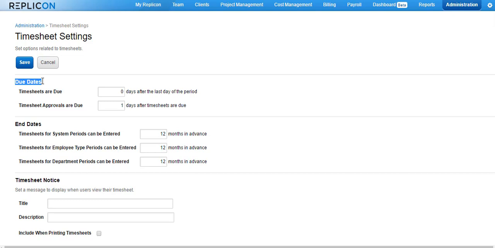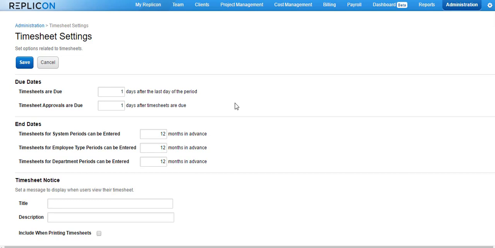These are set to be 0 days after the last day of the period and 1 day after the timesheets are due, accordingly. Now, the timesheets are due, if it's set to 0 days after the last day of the period, then the due date is the last day of the period that you have. For instance, if your timesheet ends on a Saturday, the due date becomes the Saturday. You can go ahead and change this to 1 day, 2 days or X number of days after the last day of the period. You cannot set it to be in the past. You can only set it to be either on the day the period ends or sometime in future.